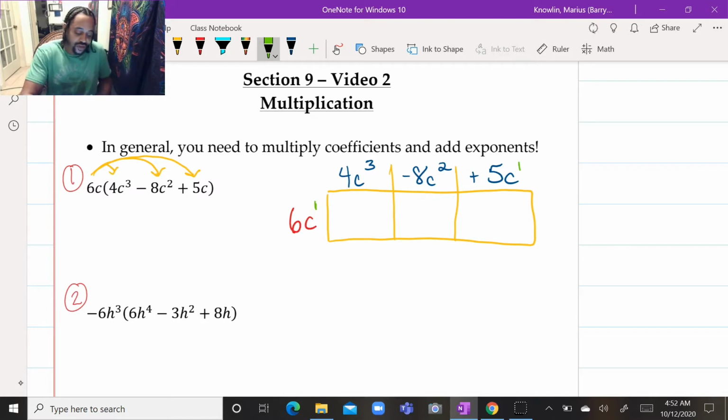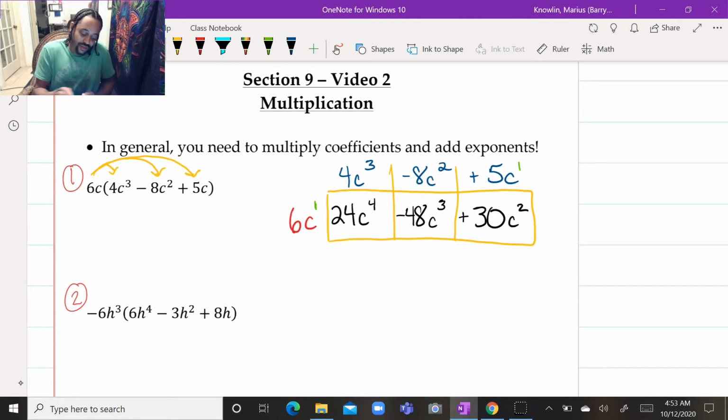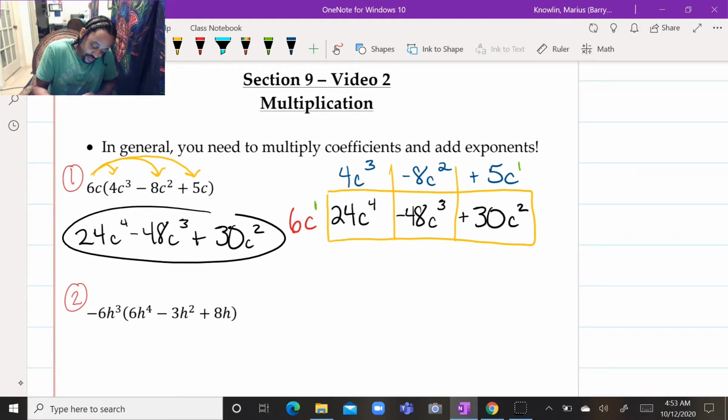Okay. Now, to get what goes inside the box, we just multiply the coefficients and add the exponents. Multiply 6 times 4, add the exponents: 1 plus 3 is 4. For the next one, multiply the coefficients. That's negative 48. Add the exponents: c to the third. Last one, multiply the coefficients. That's positive 30. Add the exponents. And now we can just write our answer: 24c to the fourth minus 48c to the third plus 30c squared. Final answer. And that's it.